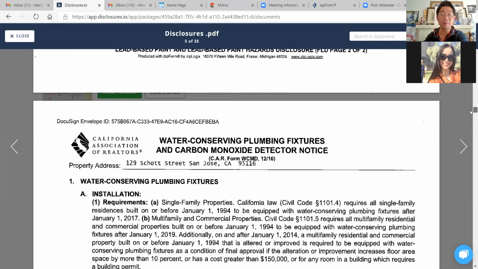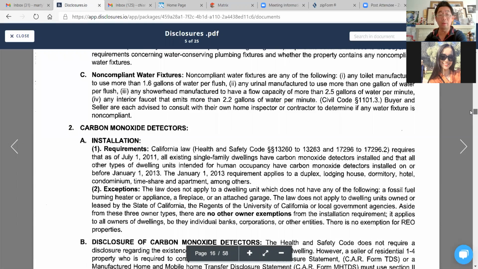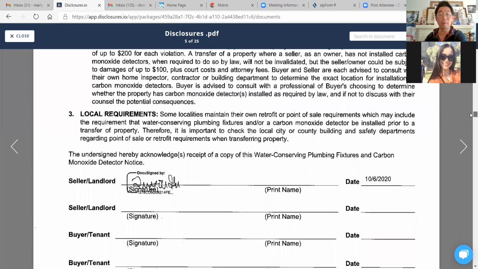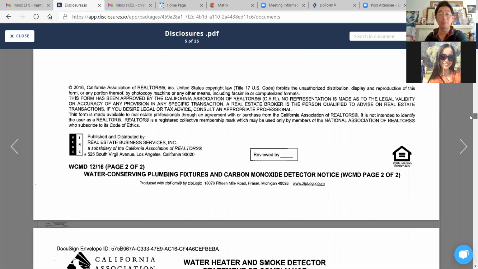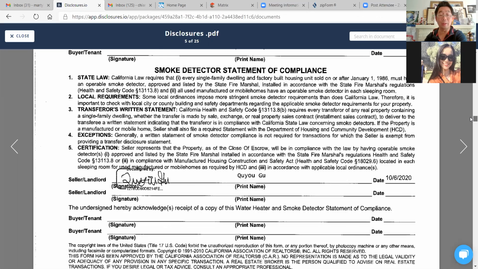Water concern piping. But this one is installed after 1994, so you probably don't have it, but this just gives you the disclosure that they have this kind of thing. Oh, and a carbon monoxide detector, so you should have one. Water heater, smoke detector, you see that right here. So they just tell you all these things need to be in compliance.